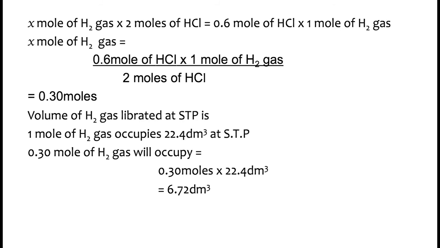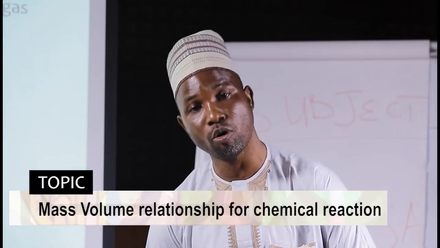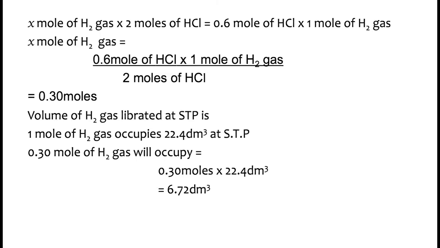Now look at it. It says volume of hydrogen gas liberated at STP. Remember that I said at the earlier stage of this lesson that 1 mole of any gas at STP will occupy a volume of 22.4 dm cube or 22,400 centimeter cube. So if you relate it to what we have today, we will say 1 mole of hydrogen gas occupies 22.4 dm cube at STP. 0.30 mole of hydrogen gas will occupy an unknown volume. And that unknown volume will be obtained by saying 0.30 moles multiplied by 22.4 dm cube. And your final answer will be 6.72 dm cube of hydrogen gas will be liberated at STP.